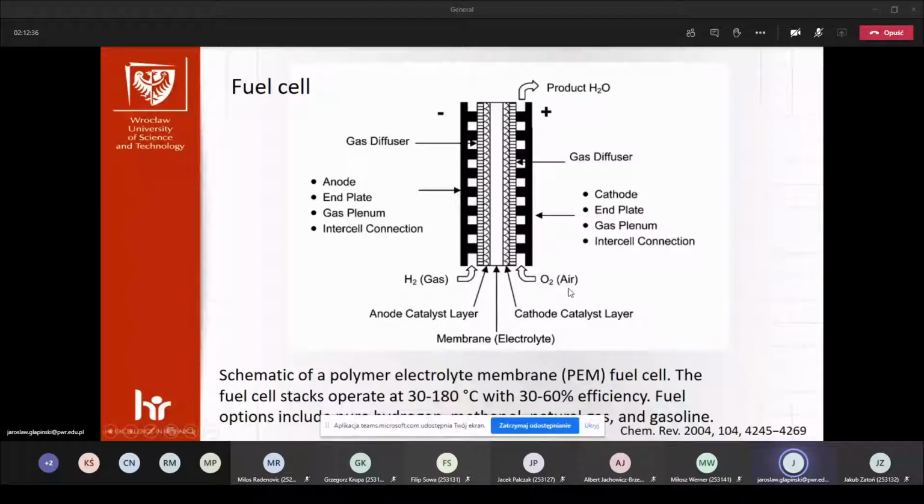From the air, we've got oxygen, and then we've got just water at the end of the process. So this is a very nice process. The problem, of course, is how to store the gases, because hydrogen is very small, and we can't store it very well. But maybe in future someone will solve this problem.